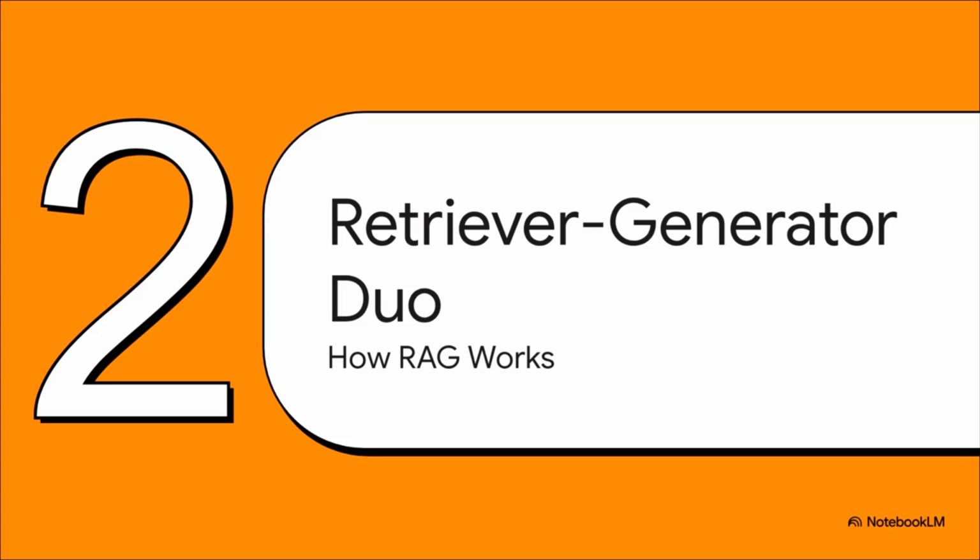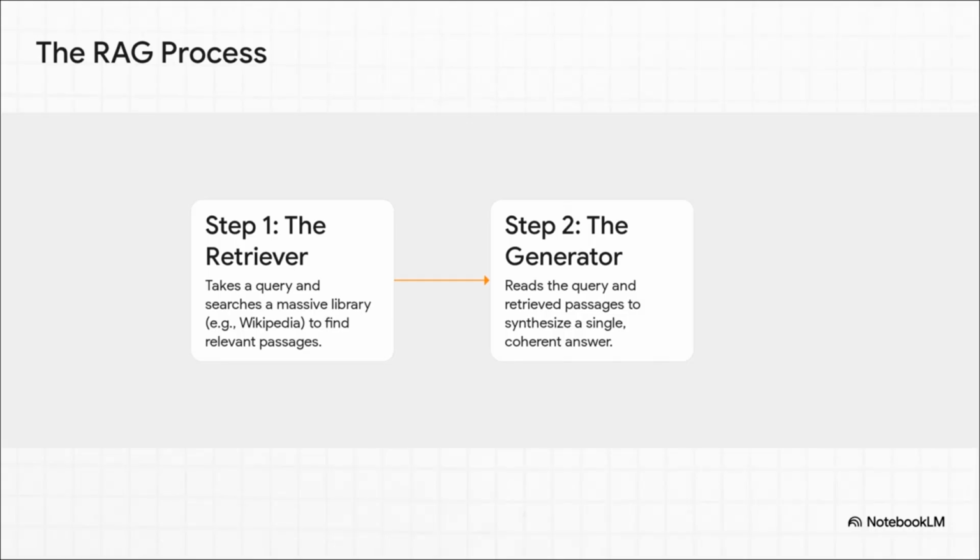All right, so how does this actually work under the hood? Let's meet the two key players in the system, the retriever and the generator. They're a real dynamic duo. It's a really clever two-part system. First up, you have the retriever. Think of it like a super fast librarian. It takes your question, and in the original research, it scanned all 21 million documents from Wikipedia to find the best passages. Then it hands those documents off to the generator.